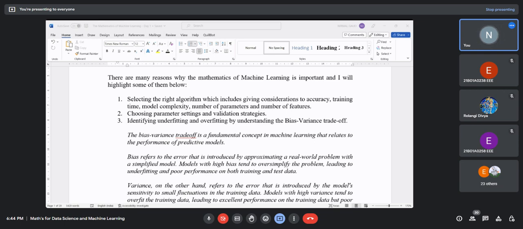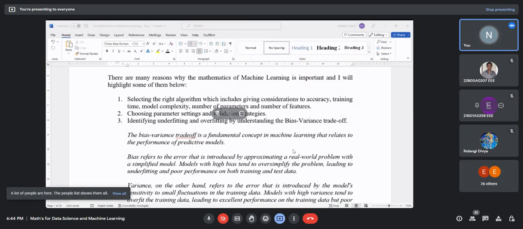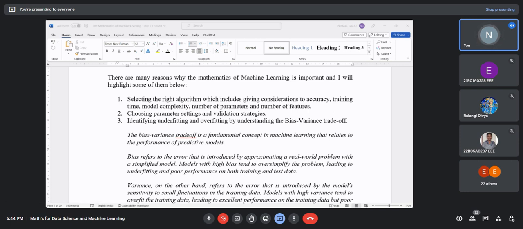All right, so obviously they have some specific algorithms which are listed. But which algorithm better suits my problem statement? This makes sense. Different algorithms have different mathematics according to their concept, so selection is very important. The second thing is choosing parameter settings and the validation strategies. What parameters are required to give to those algorithms, those mathematical models.